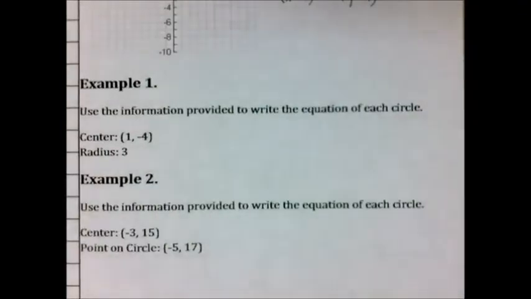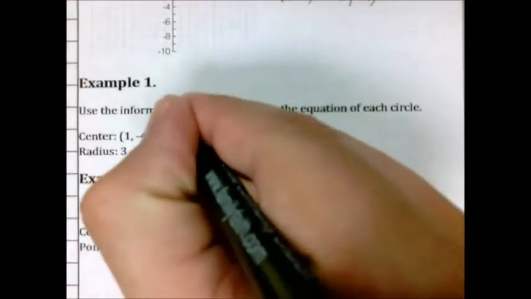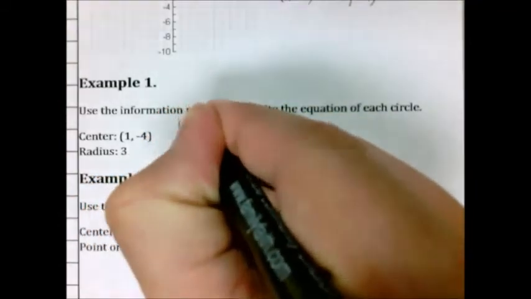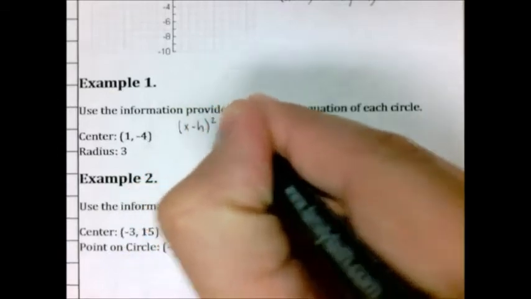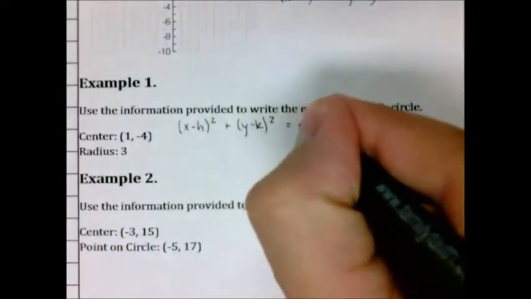All right, let's do example 1 now. It says use the information provided to write the equation of each circle. We know that the center is (1, -4), and the radius is 3. So I'm just going to remind us real quick. I'm going to write back down that original formula, the equation of a circle: (x - h)² + (y - k)² = r², okay?